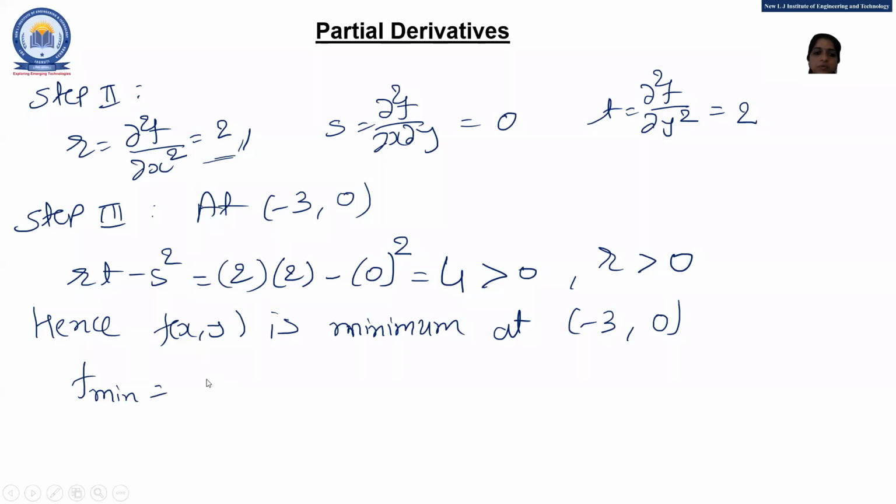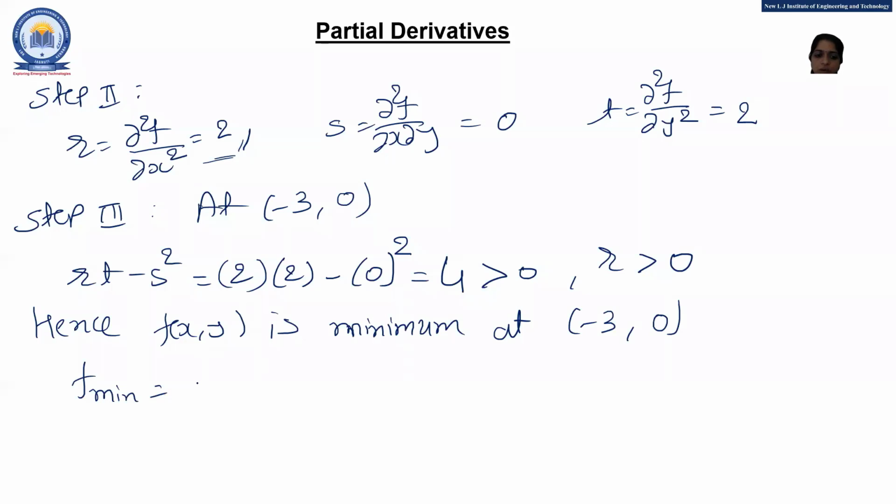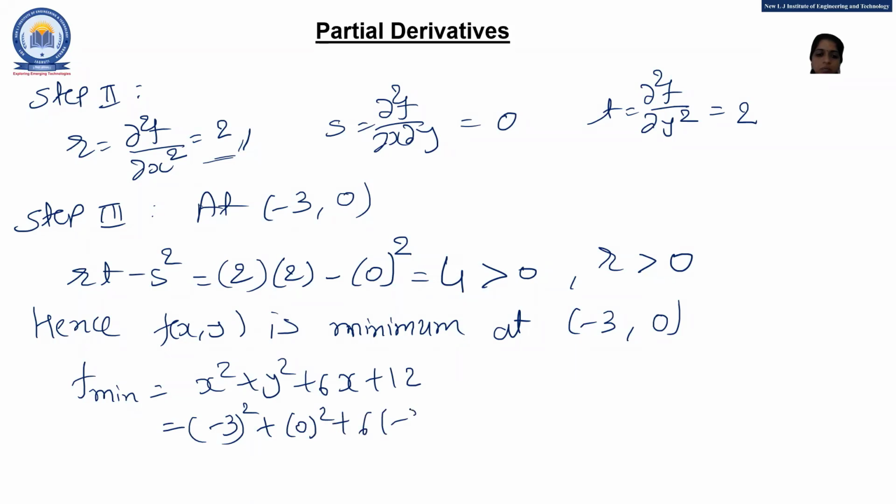And what is the minimum value? For that I have to apply my original function, and my original function is x square plus y square plus 6x plus 12, right? So by substituting x by -3 and y by 0, that is -3 square plus 0 square plus 6 into -3 plus 12. So my final answer is 3. So my function is minimum and my minimum value is 3 at the point -3, 0.